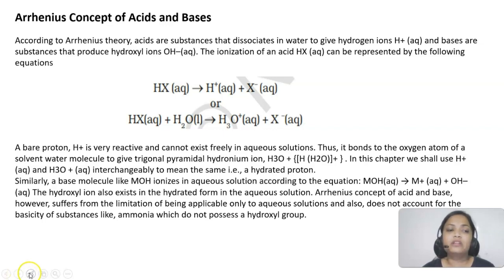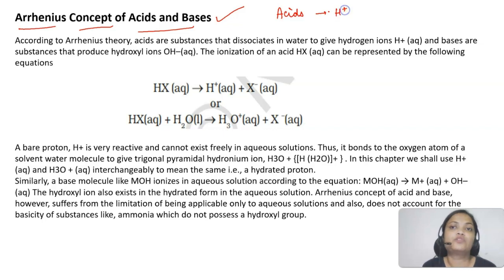You might have heard about it in lower classes also, but here we will be talking about the different concepts of acids and bases. The first concept was given by Arrhenius. You might have studied the Arrhenius name many times, we have studied the Arrhenius equation also. So this is the Arrhenius concept of acids and bases. According to Arrhenius theory, acids are substances that dissociate in water to give hydrogen ions, whereas bases are substances that dissociate in water to give hydroxyl or hydroxide ions, OH negative.